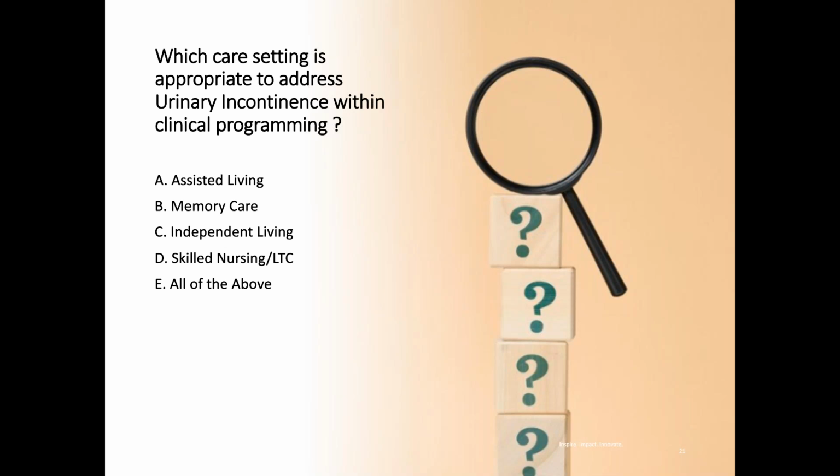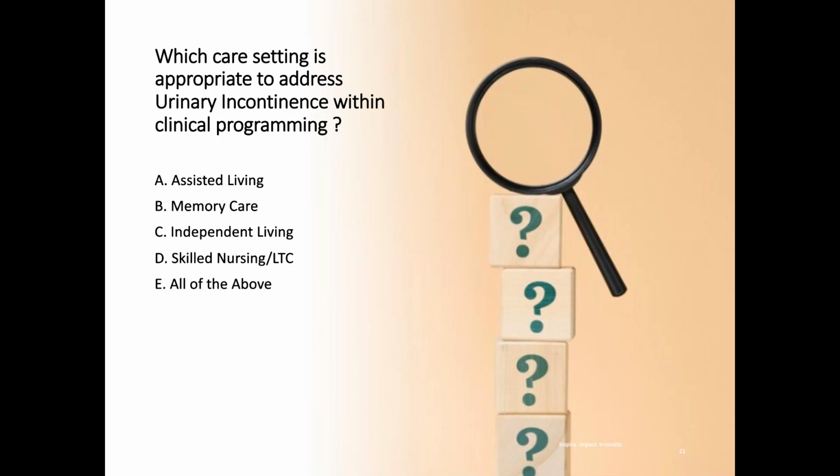91% said all of the above, 5% said skilled nursing, 3% said assisted living, and 1% said independent living. All right, so the answer is E, all the above. And the reason is because we're able to modify any clinical program that we might be creating. So for example, we can have a urinary incontinence program at every level, but the focus might be different.